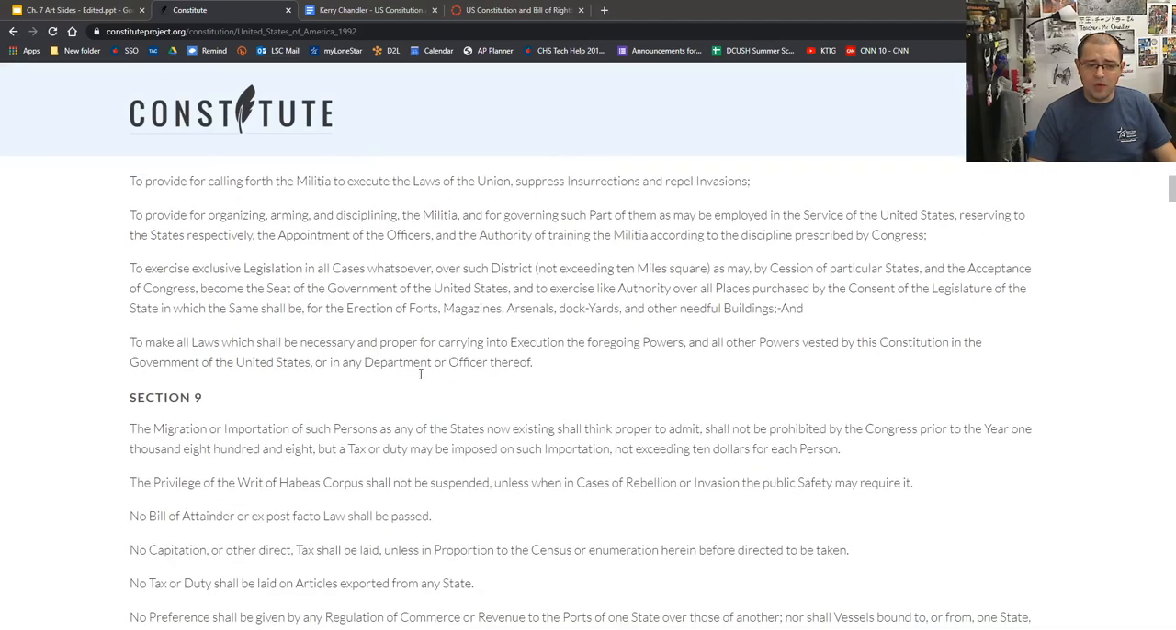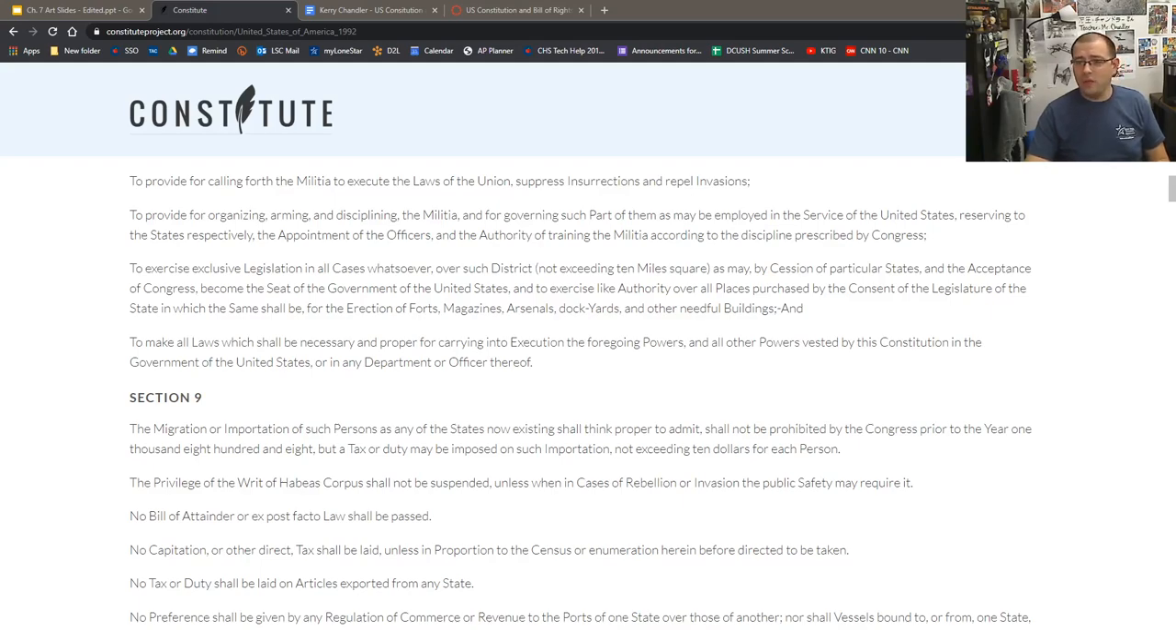And that brings us to the most notable thing in this whole bunch, and that is this last part here. To make all laws which shall be necessary and proper for carrying into execution the foregoing powers and all other powers vested by this Constitution in the government of the United States or in any department or officer thereof. In other words, Article 1, Section 8, you've got all these different things. They're saying Congress can do this and this and this and this. And then at the end of it, and to make all laws which shall be necessary and proper for carrying out these powers. So we call this the Necessary and Proper Clause.